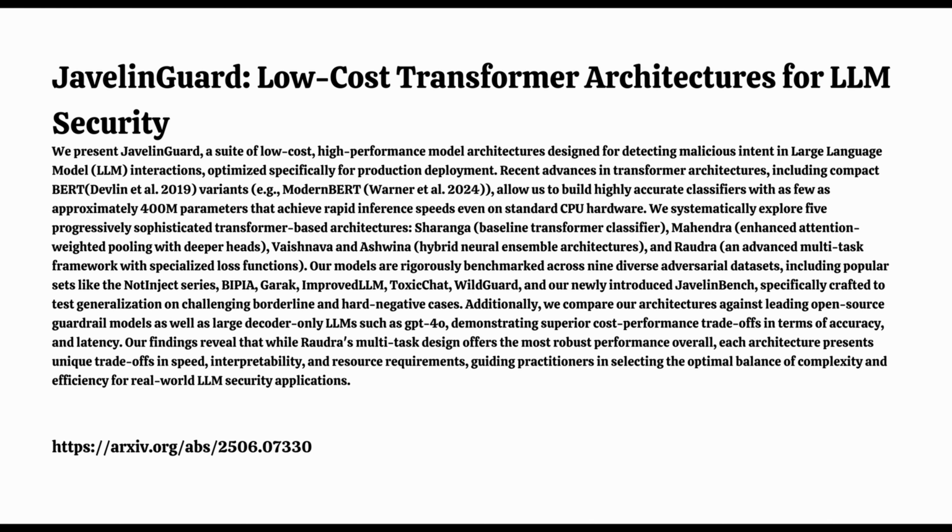Wait, so they were more accurate and orders of magnitude faster? Exactly. More accurate and much, much faster. Yeah, this directly supports their core argument. Small, dedicated, optimized encoder-only models like JavelinGuard are a highly pragmatic and scalable solution for real-time LLM security in production, especially when you need that sub-50 millisecond latency for things like chat moderation or filtering.